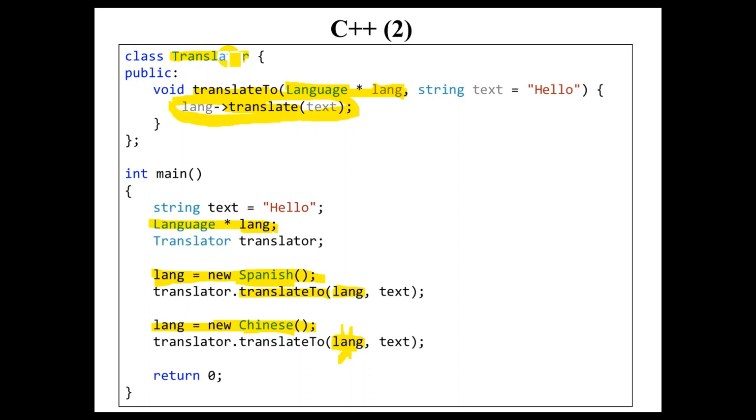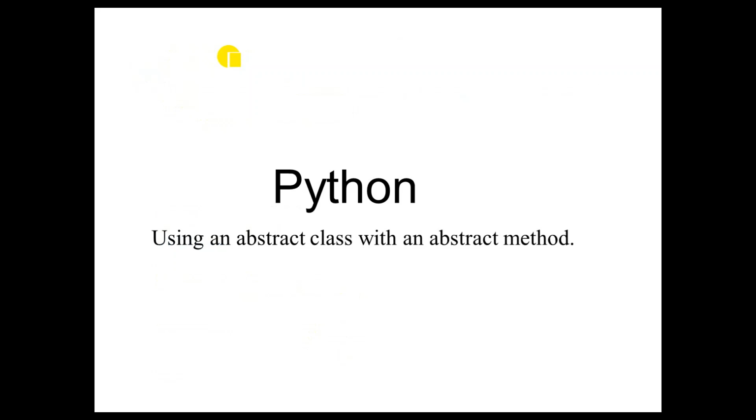Now you can see the implementation in Python. For an abstract class with an abstract method, you can write it using a class and an abstract method, that is also fine.